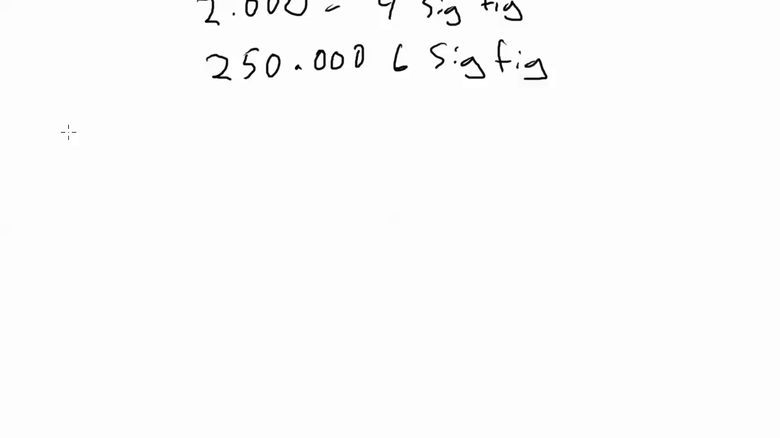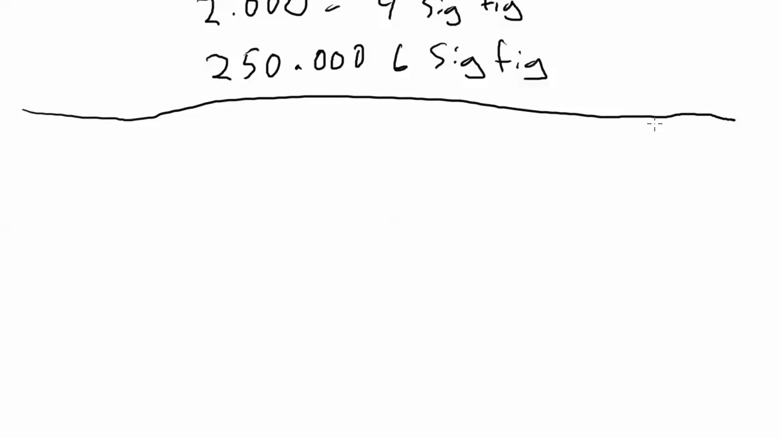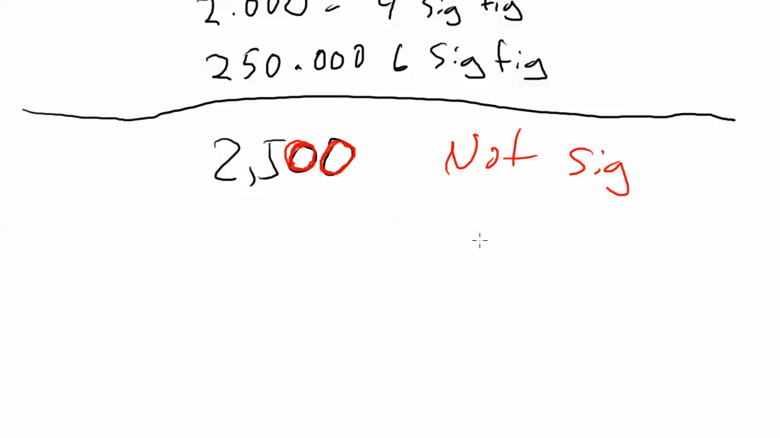Now I want to show you what's not significant. If somebody wrote 2,500 and there was no decimal point, then these two zeros are not between significant figures, and they're not at the end of a decimal portion, so they are not significant. And so 2,500 written like this only has 2 significant figures, the 2 and the 5. Those two zeros are not significant.